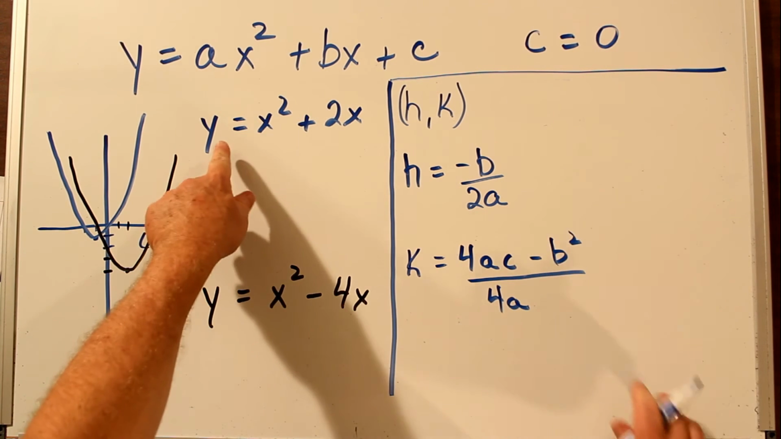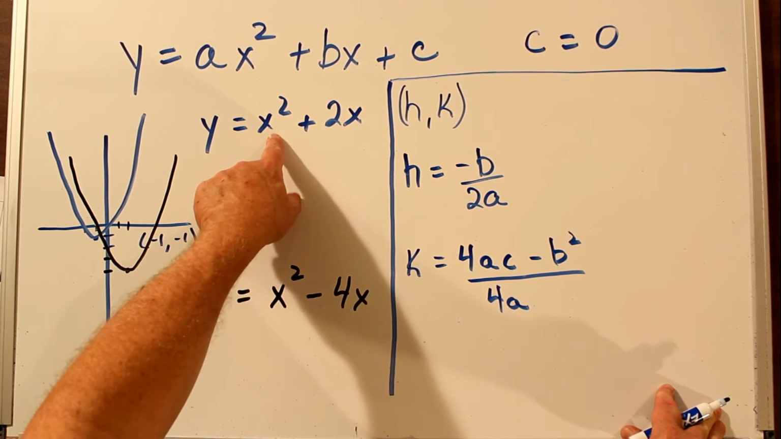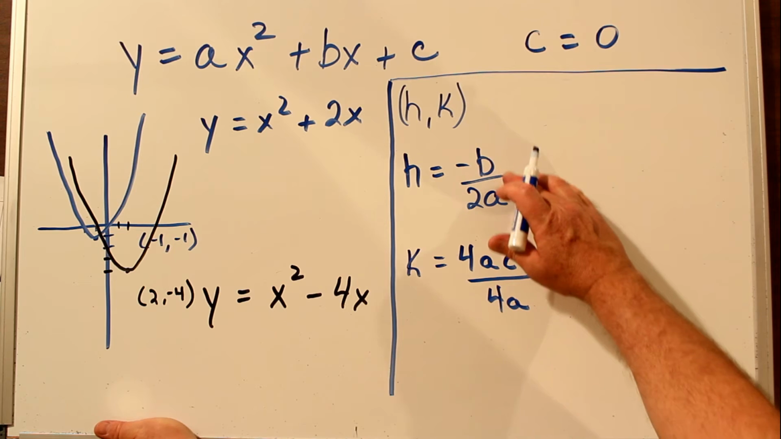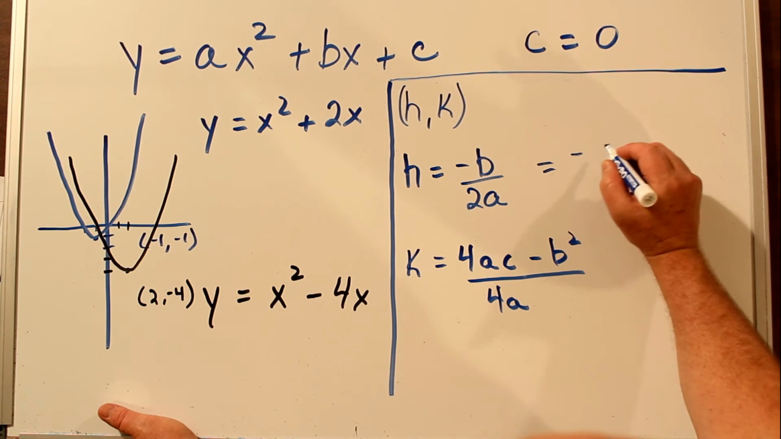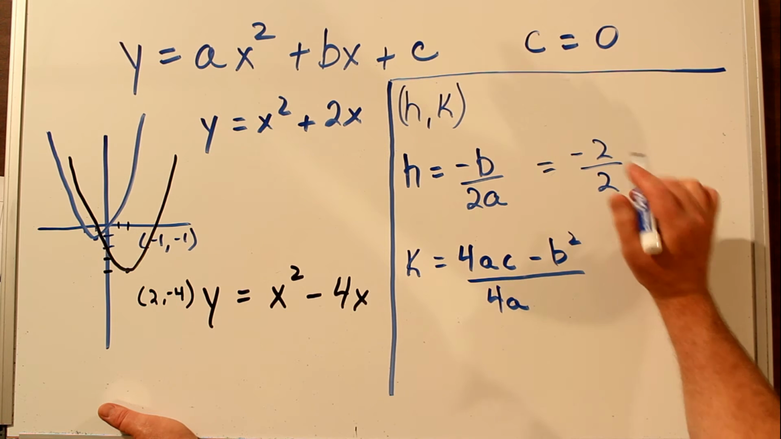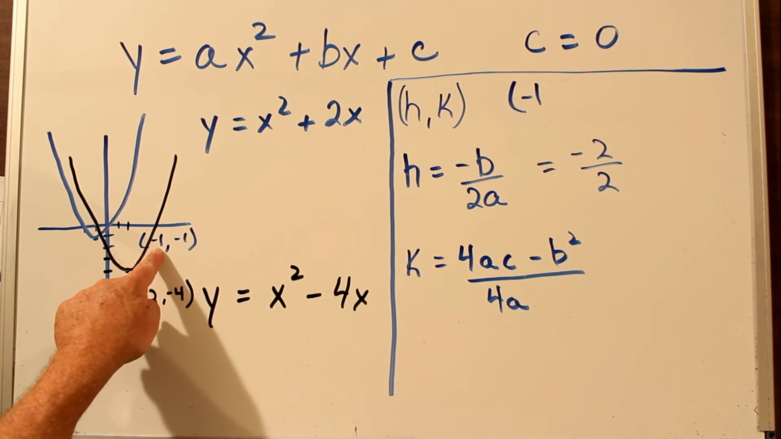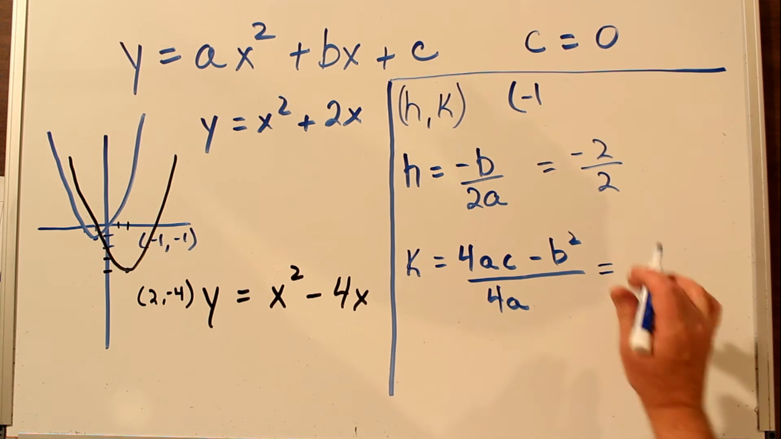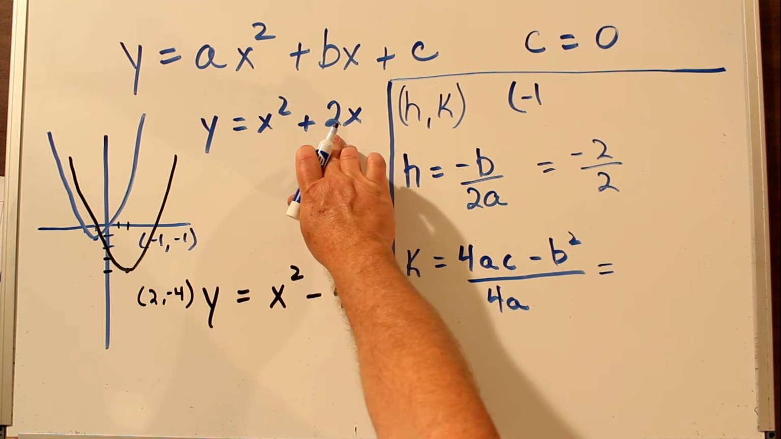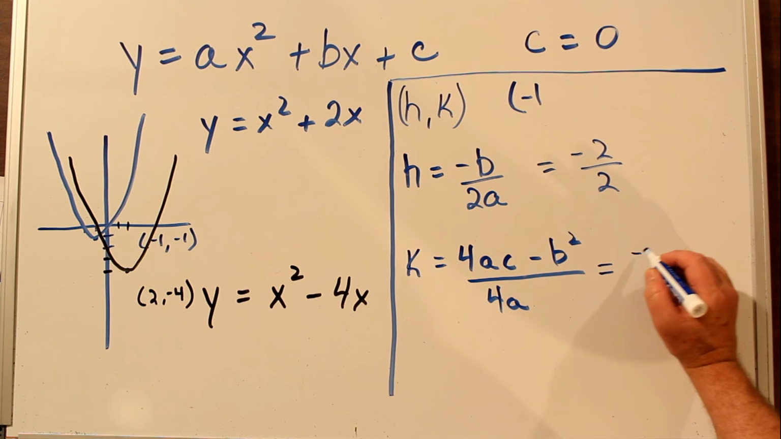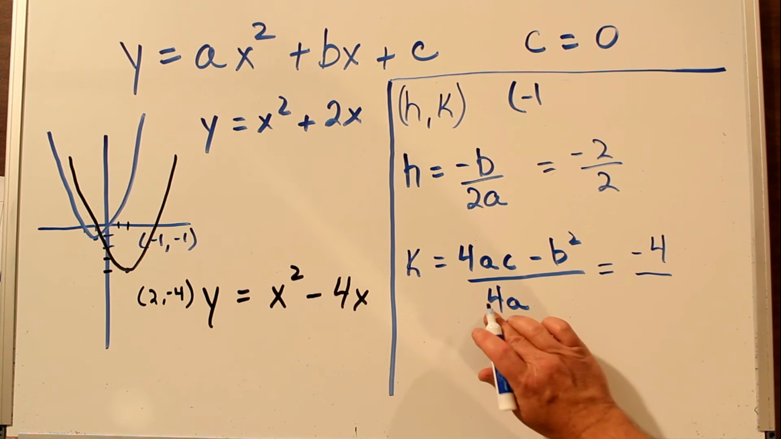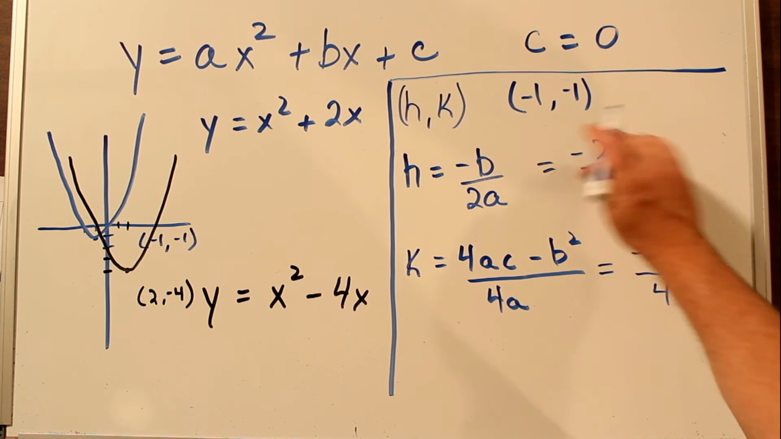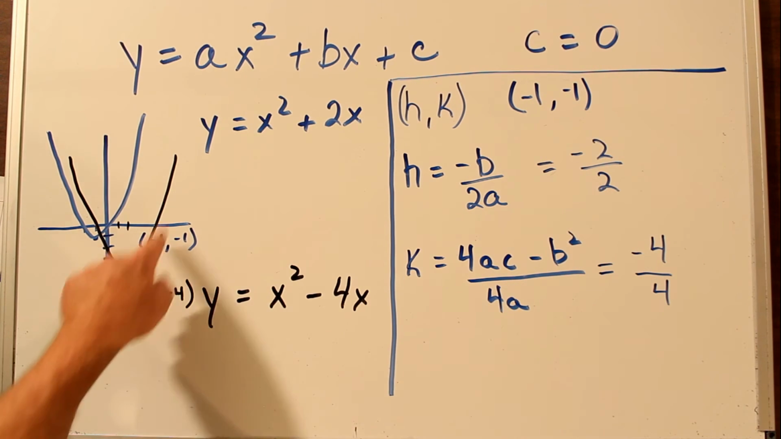So let's calculate that from our first equation that we looked at. Y equals 1 times x squared, so a is 1, and 2x, b is 2. So if a is 1 and b is 2, you'd have minus 2 over 2 times 1. Minus 2 over 2 is minus 1. You'd have your x-coordinate of your vertex at minus 1. That's how we got that. C is 0, so this term goes out, and we have minus b squared. B is 2, so minus b squared is minus 4 over 4 times 1, 4. Minus 4 over 4, minus 1. That's how our vertex ended up at minus 1, minus 1 for this first equation.